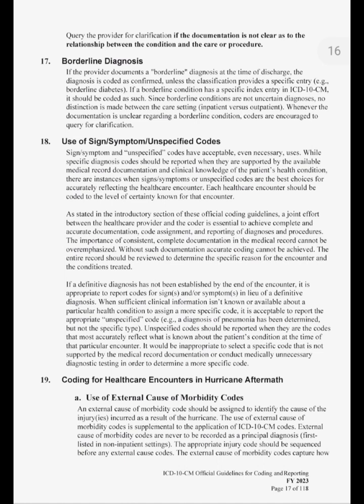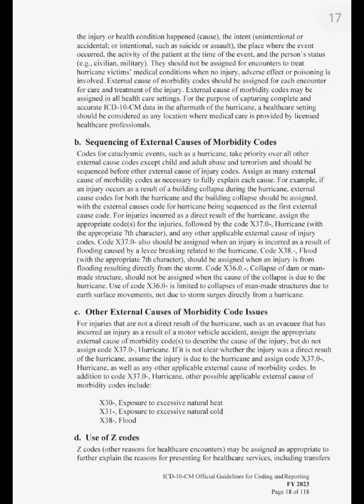The appropriate injury code should be sequenced before any external cause codes. The external cause of morbidity codes capture how the injury or health condition happened, cause, the intent, unintentional or accidental, or intentional, such as suicide or assault, the place where the event occurred, the activity of the patient at the time of the event, and the person's status, e.g., civilian, military. They should not be assigned for encounters to treat hurricane victims' medical conditions when no injury, adverse effect or poisoning is involved. External cause of morbidity codes should be assigned for each encounter for care and treatment of the injury.